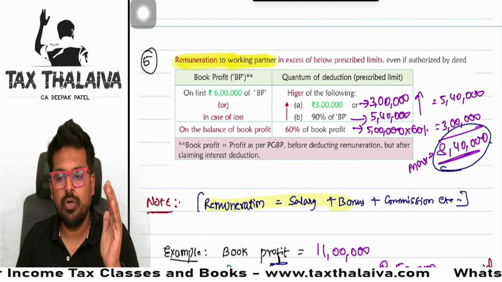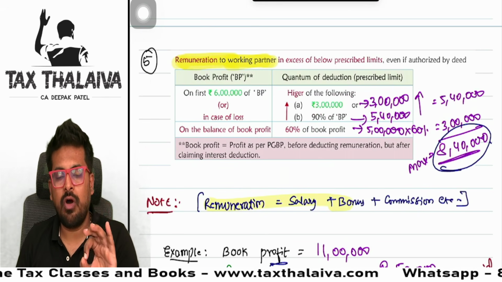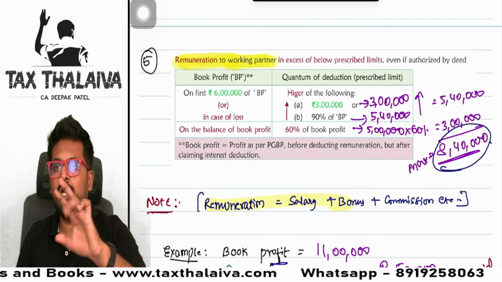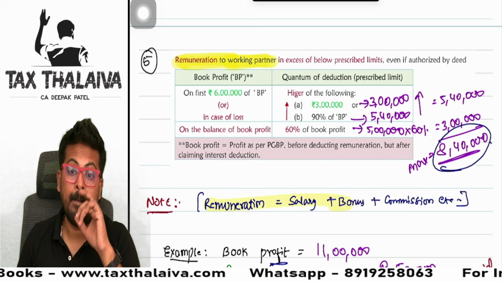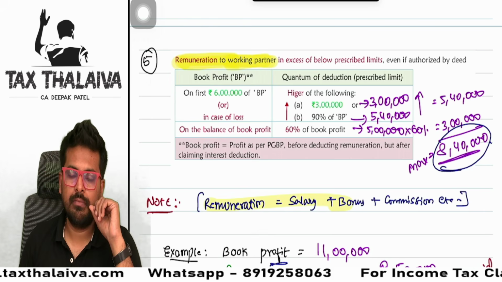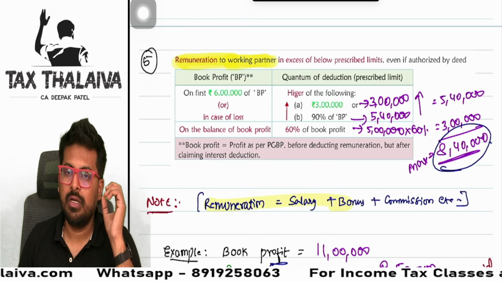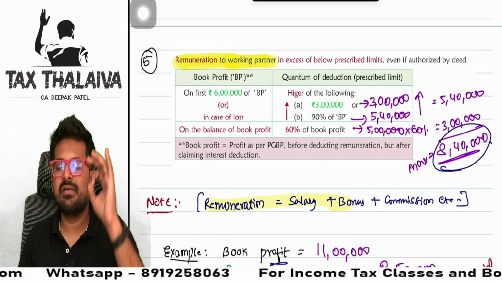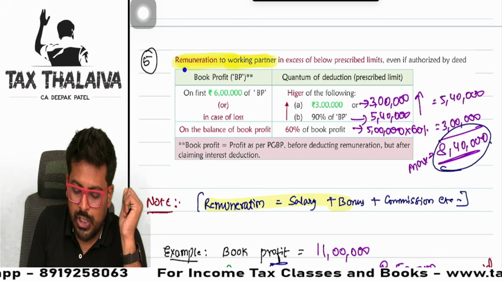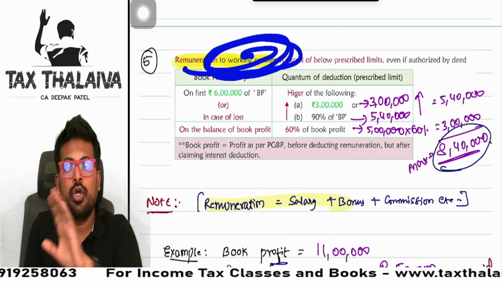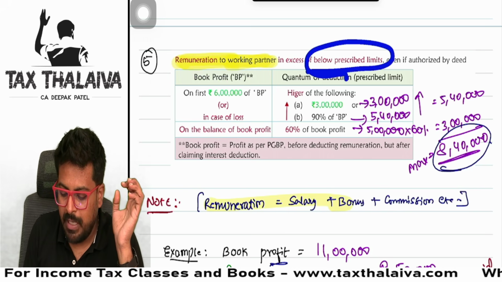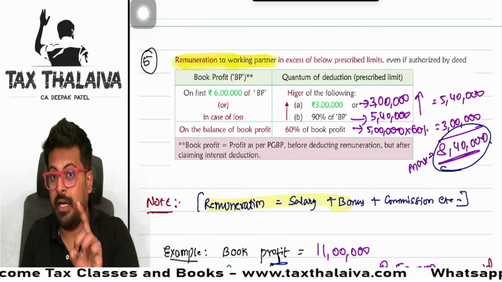Now, whatever I told you, 12% is applicable only to interest on capital contribution or loan paid to a partner, 12% maximum allowed. But whenever remuneration is paid to a partner, there is a limit. Up to that limit only it is allowed in the books of accounts of the partnership firm. What is the limit, sir? Remuneration to a working partner only, mind you; to a non-working partner, it is not allowed even a single rupee. In excess of the below prescribed limit, even if authorized by the deed.